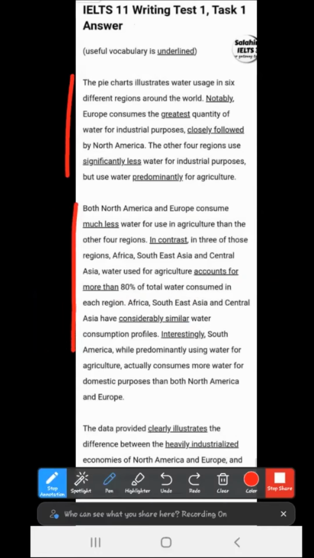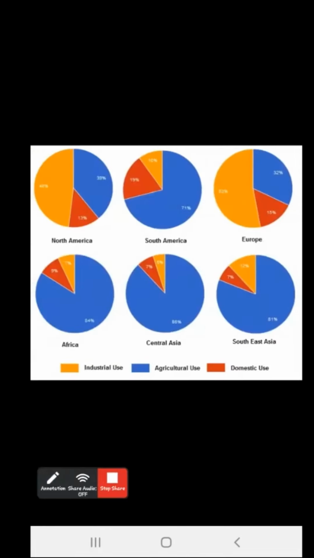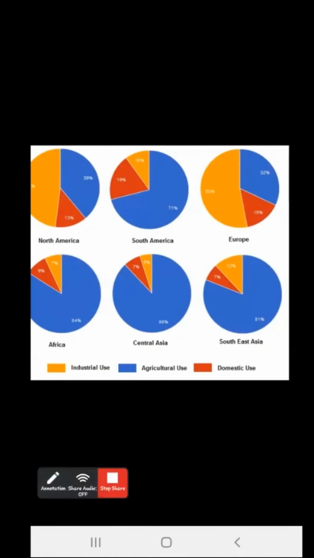Here, we talked about industrial, and here we are talking about domestic purposes. There you go. If you go to South America, the domestic purpose is 19% here. It's the majority, followed by Europe at 15, and 13 here. So they use more water for domestic purposes. South America uses more water for domestic purposes. So here it's clearly mentioned.